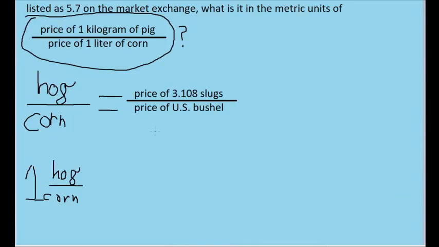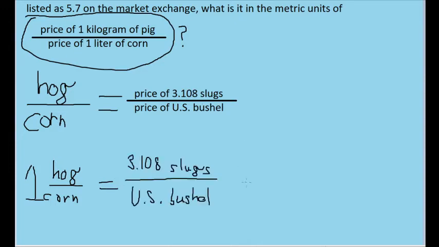of 1 U.S. bushel. So the 3.108 numbers will still be there, but the price is what's going to disappear, because now the prices are equal. But the masses and the volumes are still going to stay the same. So we can write it like this, with the price removed. Now the next step would be to convert this into the metric units of kilograms and liters.